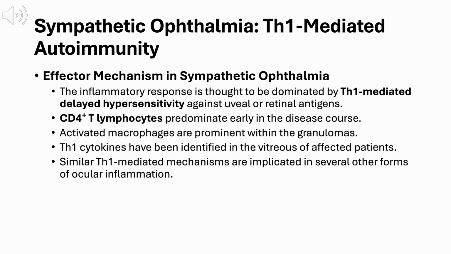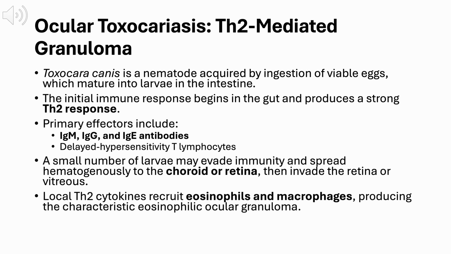For a clean contrast with the Th1 story of sympathetic ophthalmia, consider ocular toxocariasis, a Th2-driven disease. Toxocara canis is a nematode acquired by ingesting viable eggs, which then mature into larvae in the intestine. The initial immune response begins in the gut, and it mounts a strong Th2 response, precisely the polarization we'd expect against a parasite. The primary effectors are exactly the Th2 signature we discussed, IgM, IgG, and IgE antibodies, together with delayed hypersensitivity T lymphocytes. Now the ocular part.